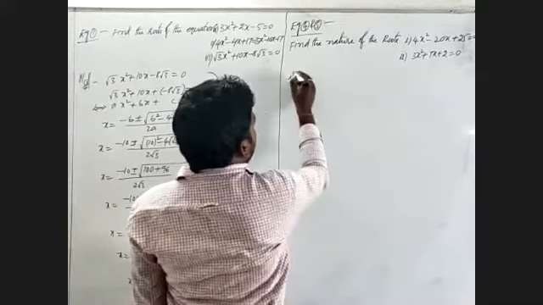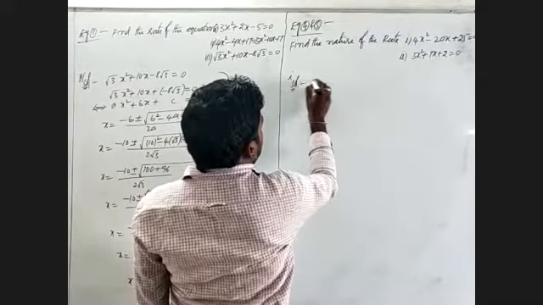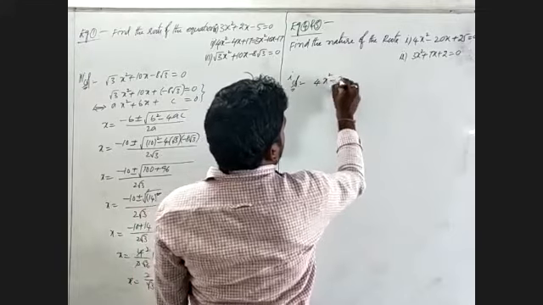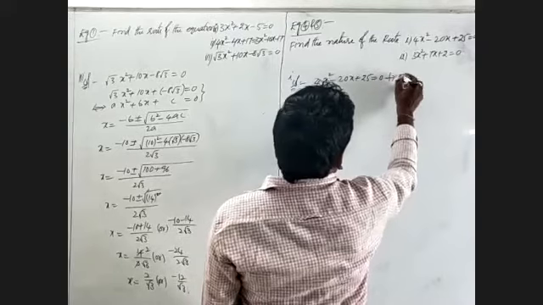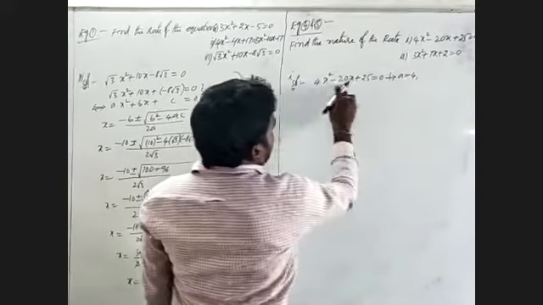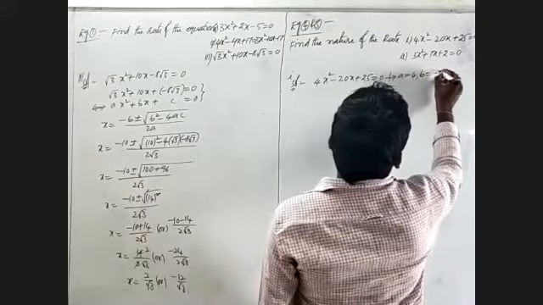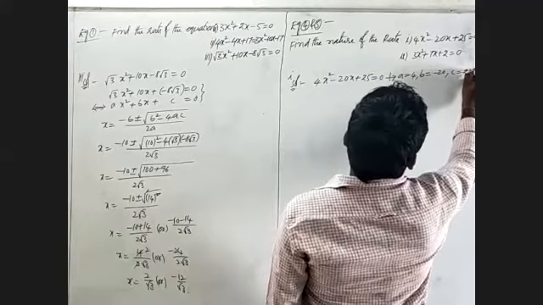First I will write the first one, that is 4x² - 20x + 25 = 0. Here a is 4, after that b is -20, and c is 25.